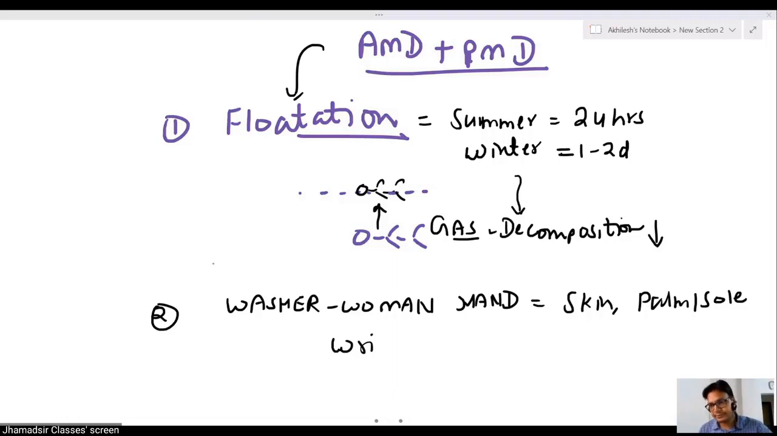Yes, can you see the slide? There will be wrinkling. Okay.